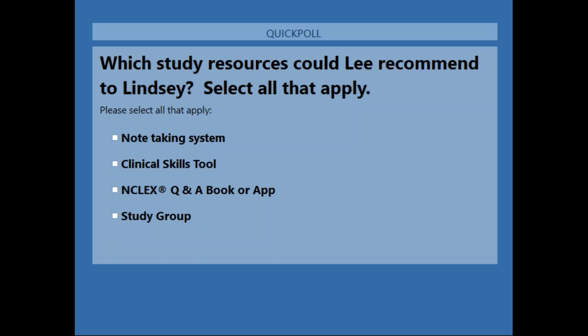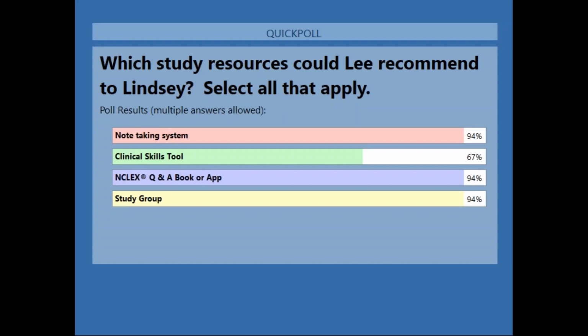And Kristen, are you able to show us the results? So looking at the majority of the people, they see that Lee should be recommending to Lindsay all of these things. And I see the one that was not selected quite as commonly is the clinical skills tools.